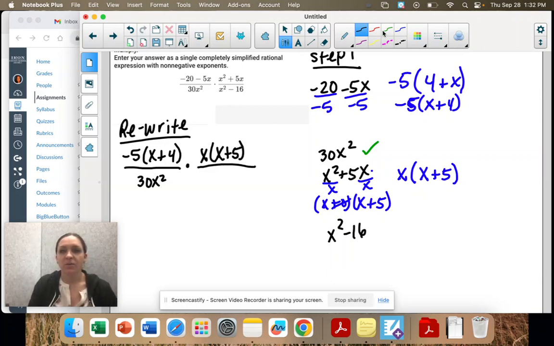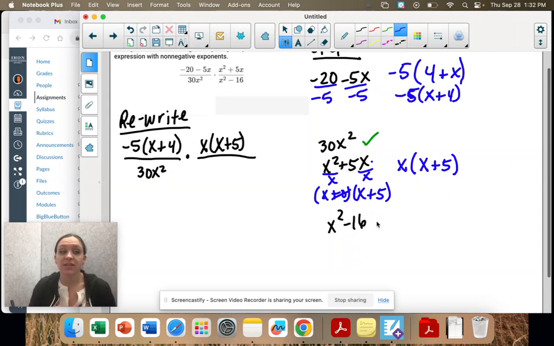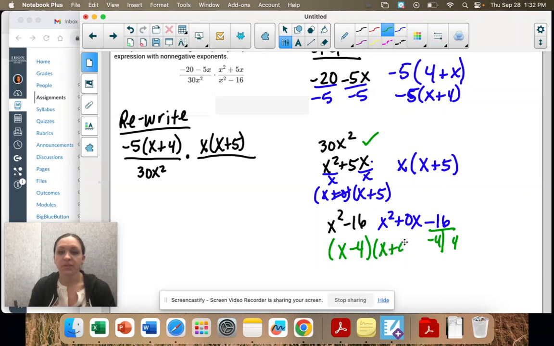And then our last one is missing the middle term. But look, 16, it's a perfect square. You are going to see this on almost every problem. This is an option every time. But remember, negative 4 and 4 give us that negative 16 and add to 0. So there's our factors.